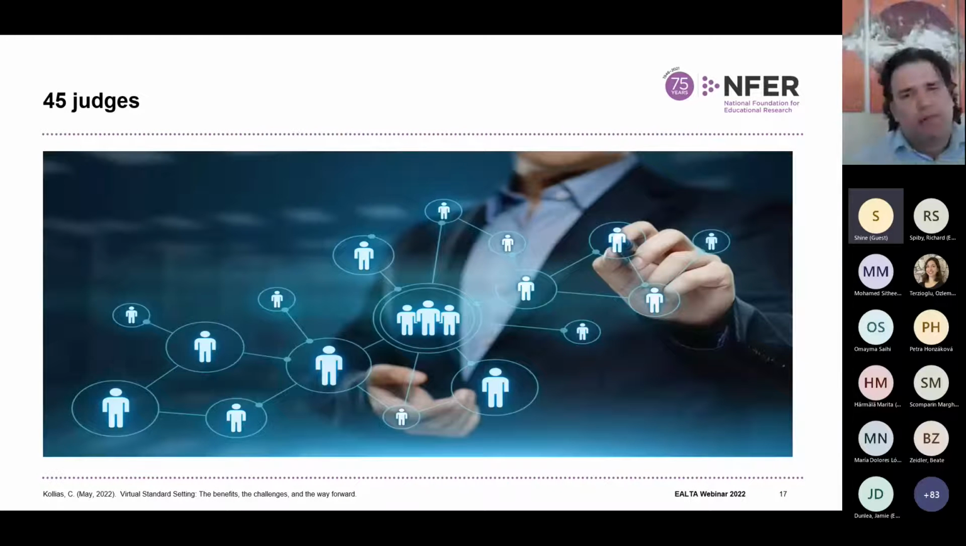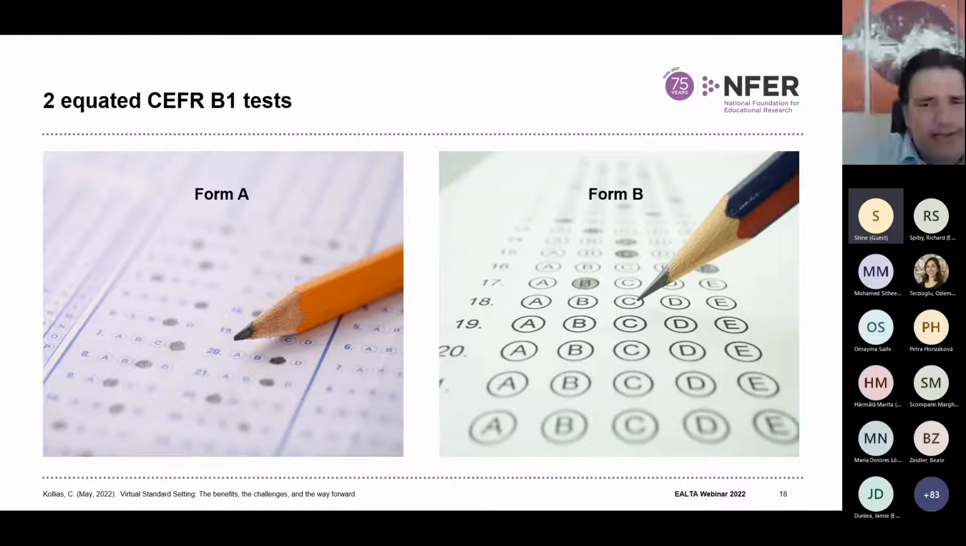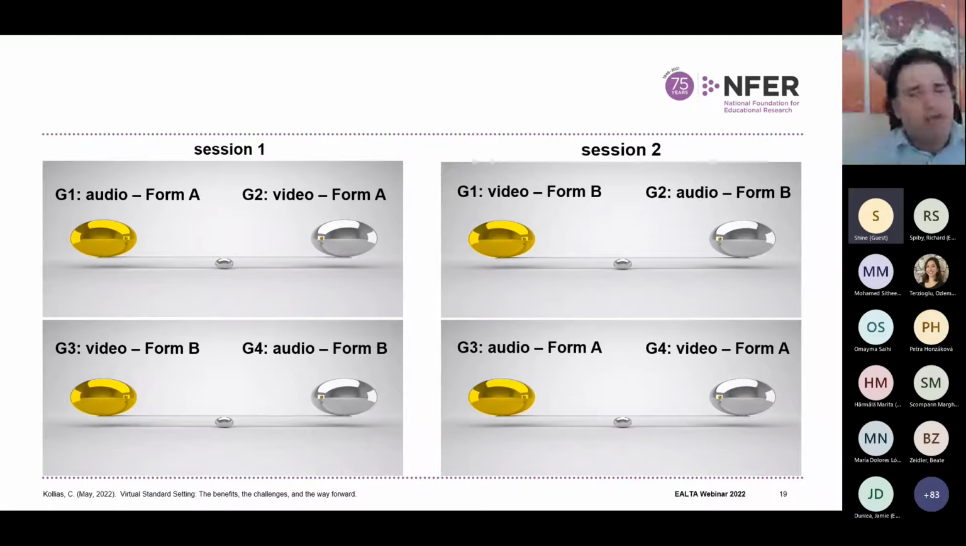So I recruited 45 judges. I divided them into 4 virtual panels. I used 2 equated tests aiming at the B1 level of the Common European Framework of Reference, the CEFR in other words. Each group was to undergo 2 virtual sessions, one in the audio medium only and one in the video medium. So I used a counterbalanced research design where if one group started its first session in the audio medium with Form A, then its next session would be in the video medium with Form B, and vice versa, as you can see.